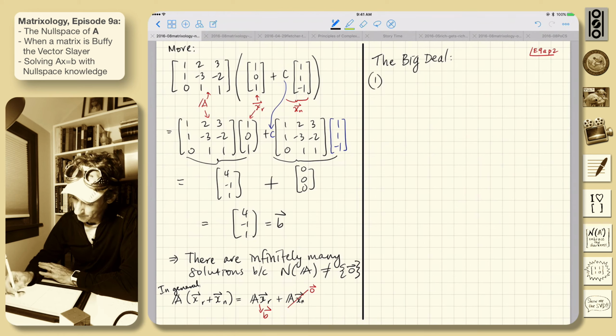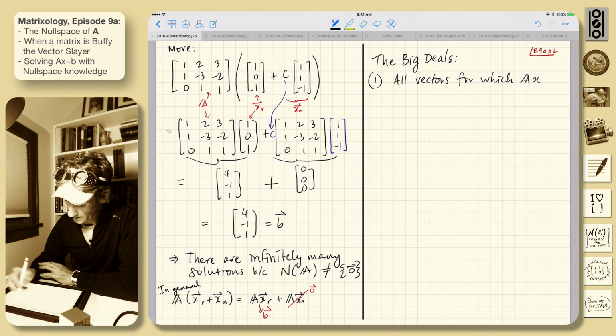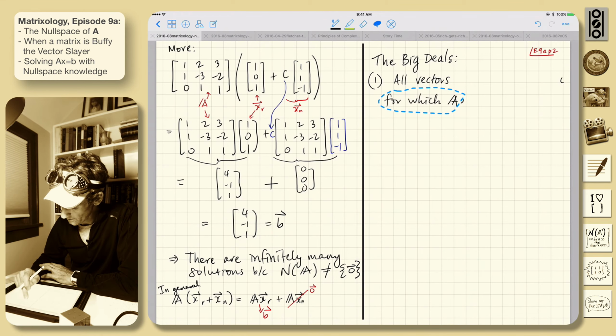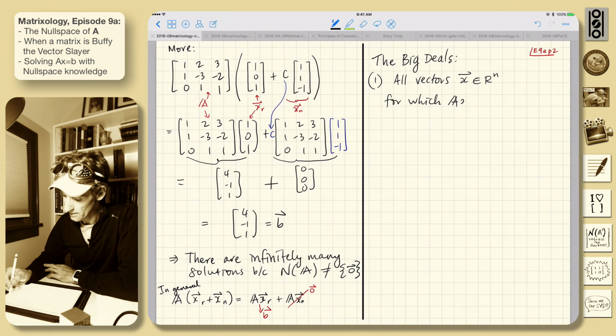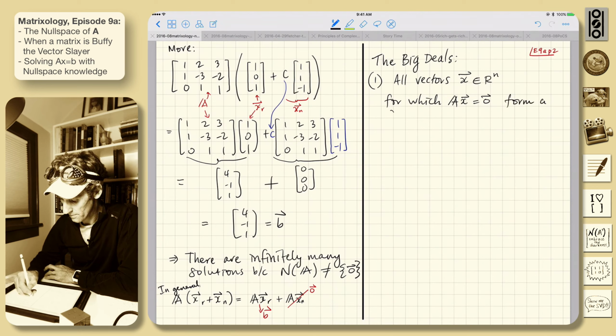So there might be more than one big deal. So one is that all vectors x, and they live in R^n, the number of columns of A, for which Ax equals 0, form a subspace of R^n.